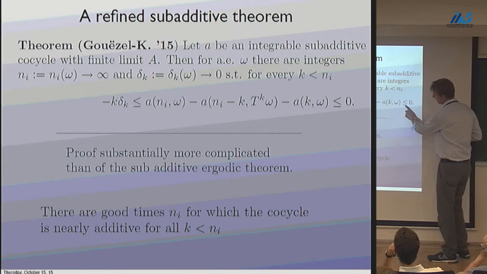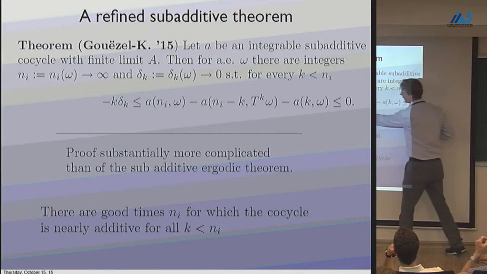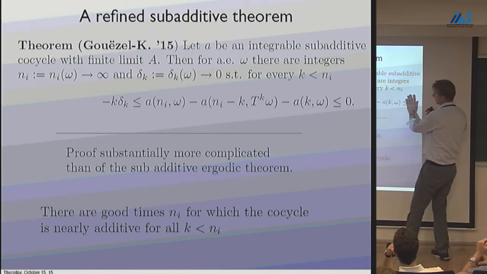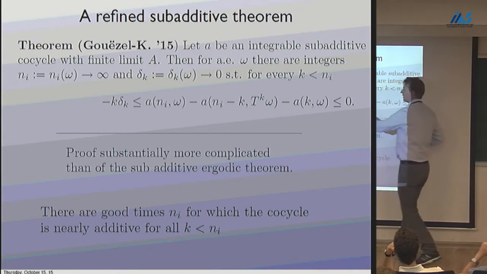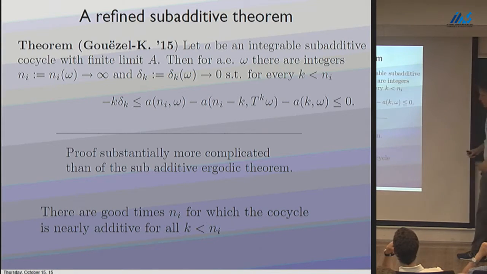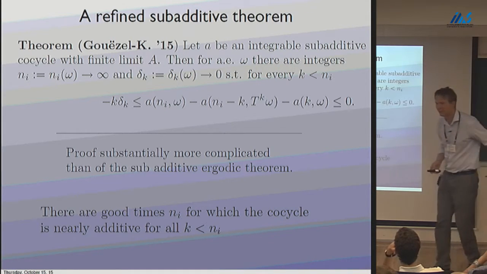And so, okay, this is just by subadditivity, right? This is subadditivity, but I just remind you of this. But here, that this delta is tending to zero is the content. So the subadditive cocycle looks additive at certain times. Oh, yeah, sorry. A_n is a constant subadditive sequence. Yeah.